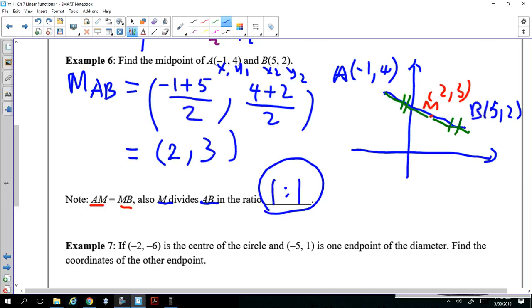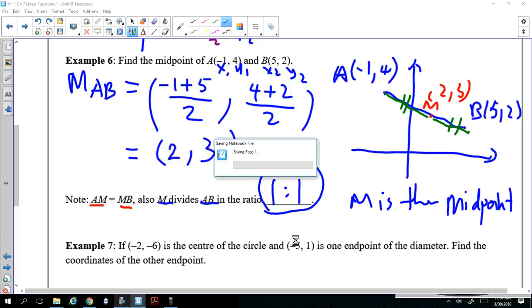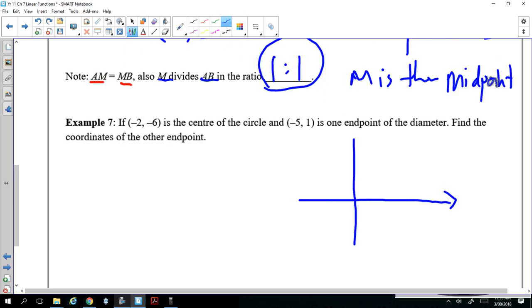Okay? Alright. After we do this, we'll do another one that involves the circle again. Let's draw this picture. If (-2, -6) is the center of the circle, let's find (-2, -6), which is this point here. And then (-5, 1) is the other endpoint. So (-5, 1) is 5 to the left, 1 up. So that's the endpoint of a circle.